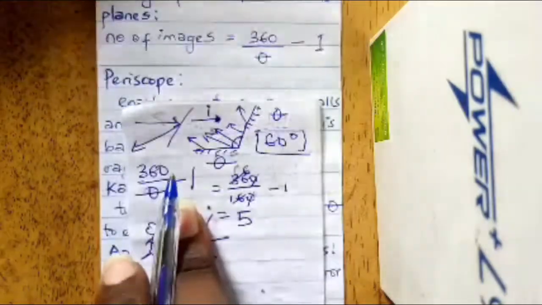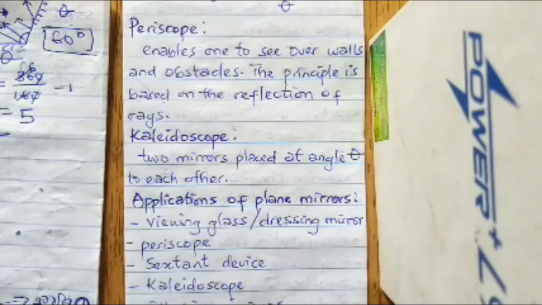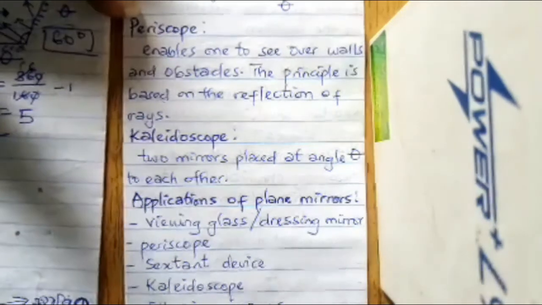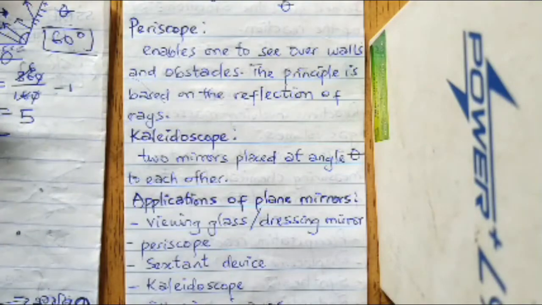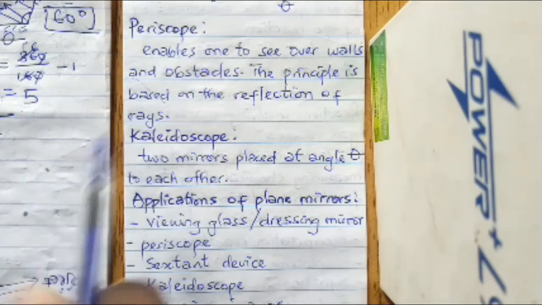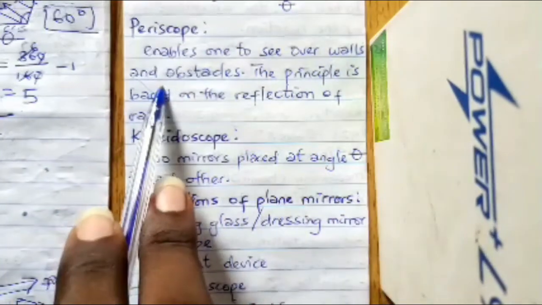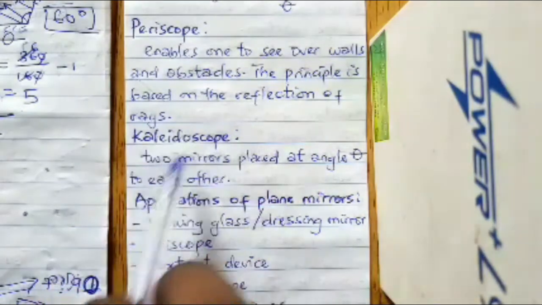So lastly, we'll be looking at the applications of plane mirrors. Plane mirrors are applied in two simple tools for seeing: light tools, vision tools, or vision equipment. First of all, we have the periscope. The periscope enables one to see over walls and obstacles. The principle is based on the reflection of rays.